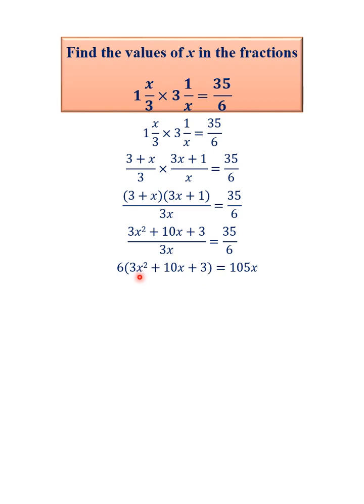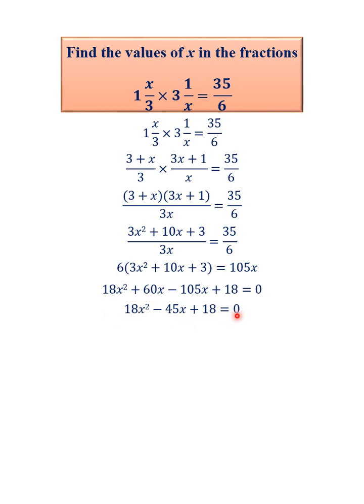Let's open up this bracket by multiplying through by 6. 6 times 3x squared gives us 18x squared. 6 times 10x gives us 60x. 6 times 3 gives us 18. I just brought in this 105x by subtracting it so that everything is equal to 0. 60x minus 105x will give us minus 45x. So we have 18x squared minus 45x plus 18 equals 0.